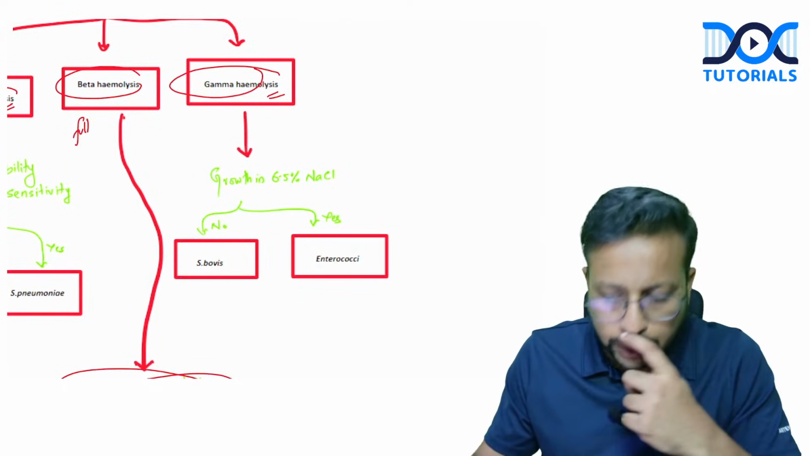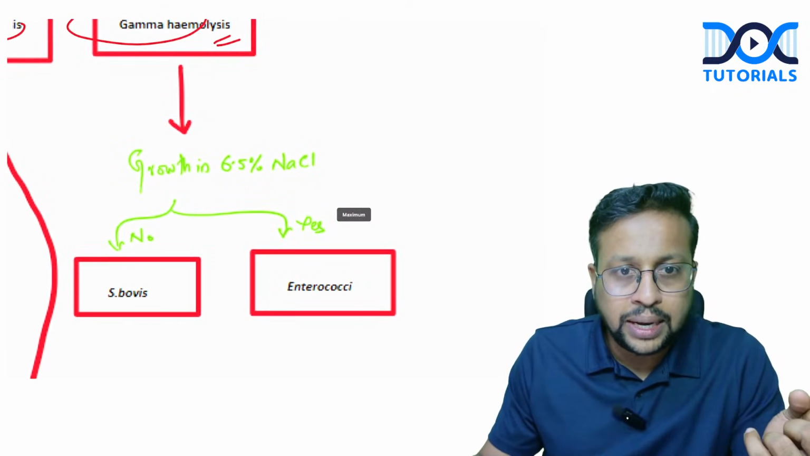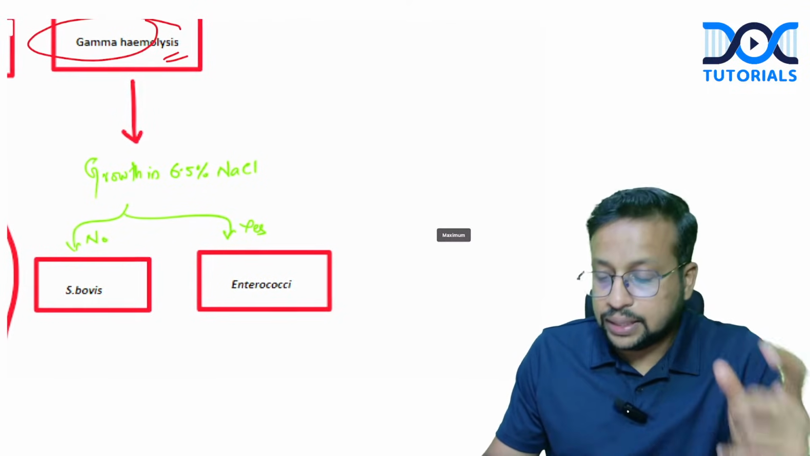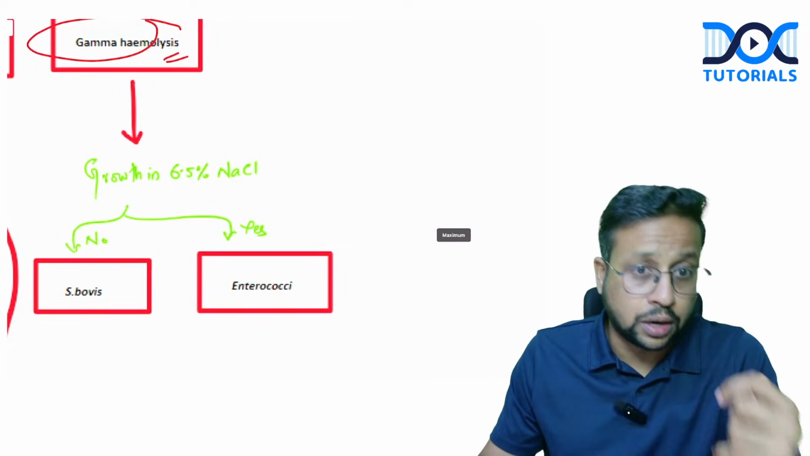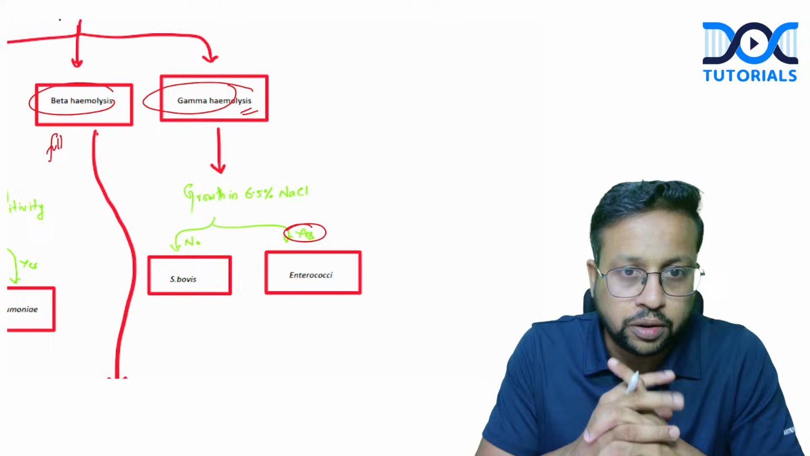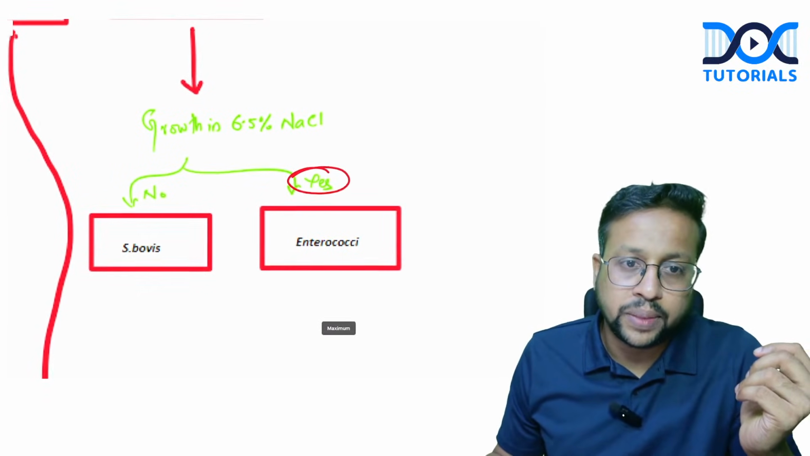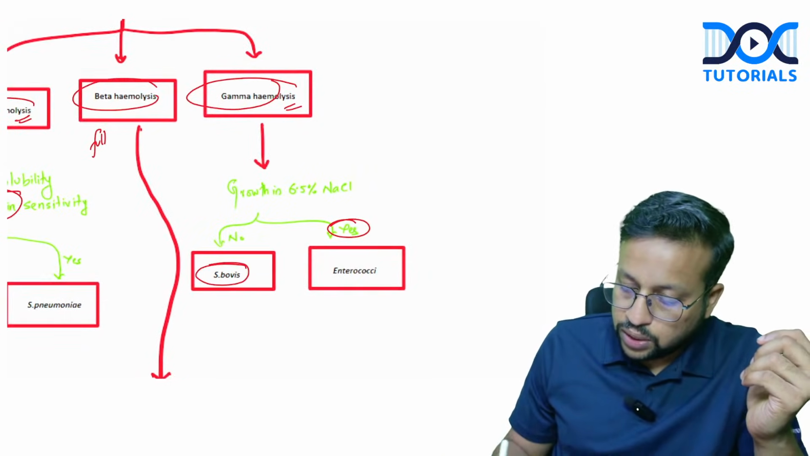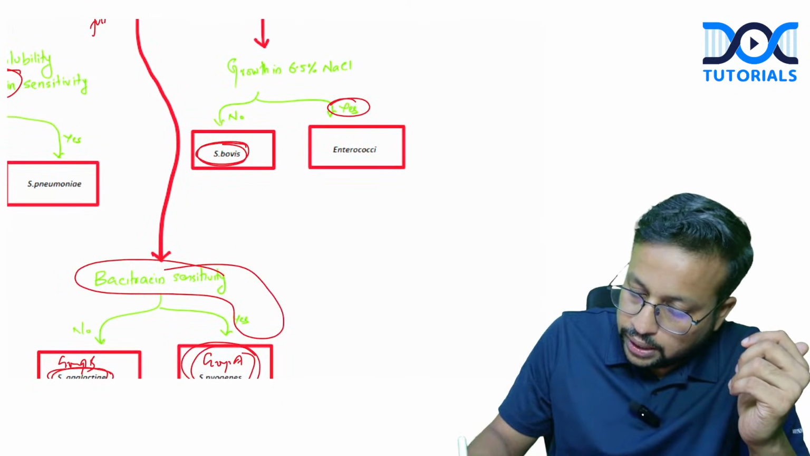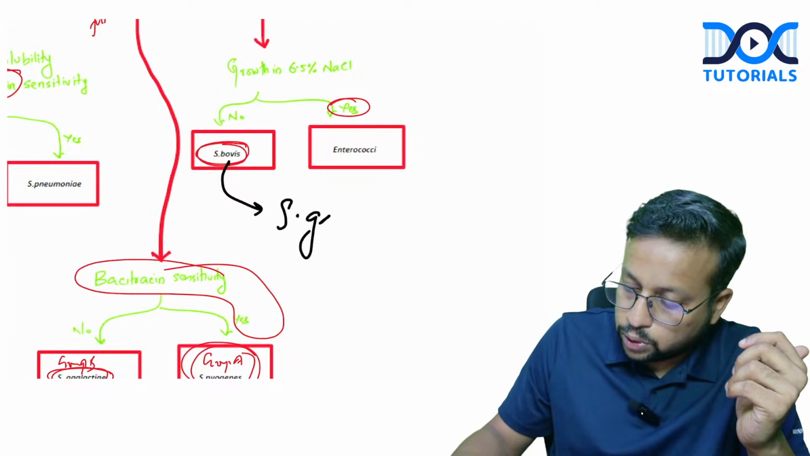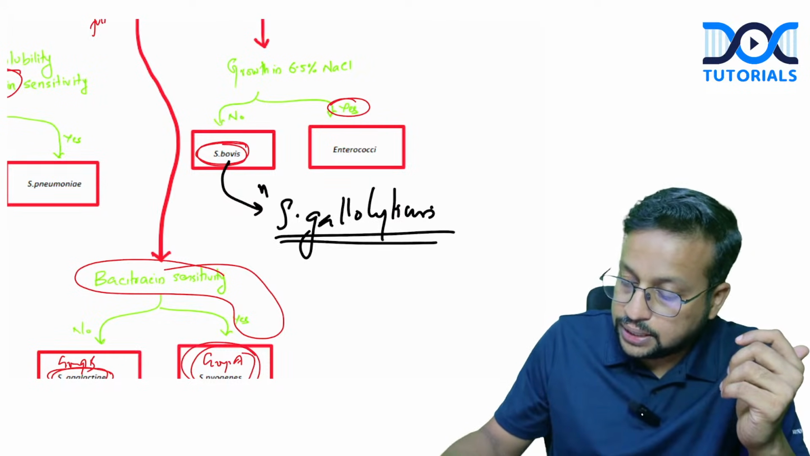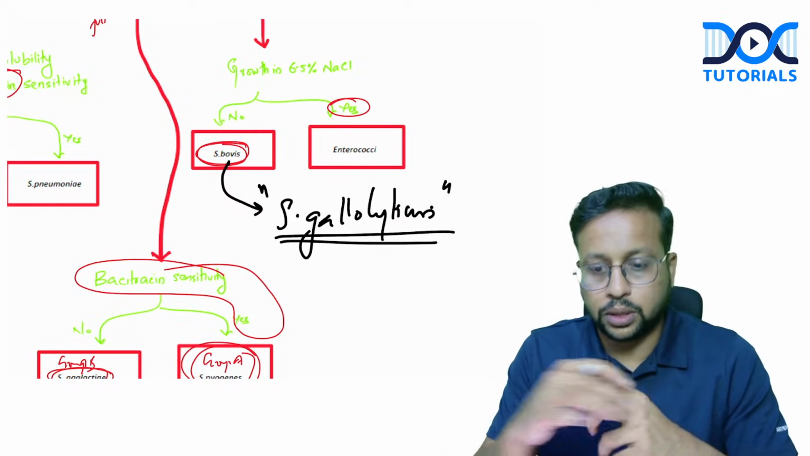Then you have gamma hemolysis, which is no hemolysis. If there is no hemolysis, then you can divide them into two, depending on whether there is growth in a higher sodium chloride content of 6.5%. If it can grow in 6.5% sodium chloride, it is usually enterococci. If it cannot, it is what is called Streptococcus bovis. Streptococcus bovis is currently known as Streptococcus gallolyticus. Streptococcus gallolyticus is the new term for Streptococcus bovis.